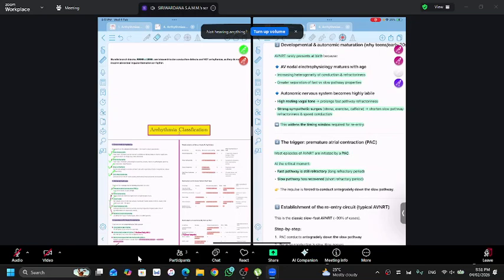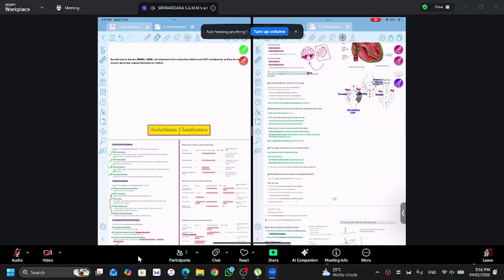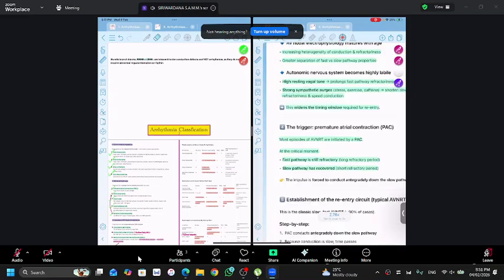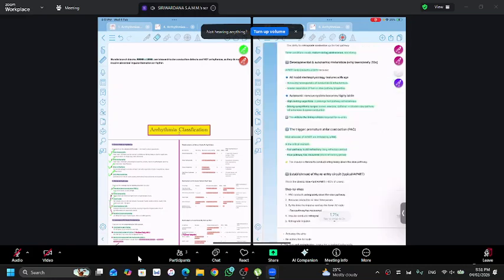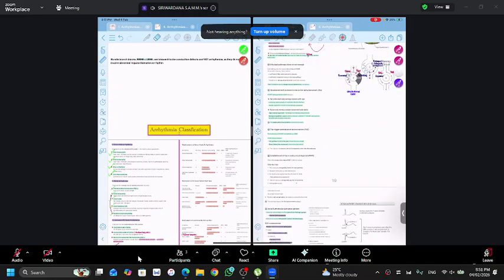But someone who is genetically predisposed to this, and is in adolescence, where enough maturation has happened, if such a person gets a premature atrial contraction, these conditions are fulfilled: fast pathway still refractory, slow pathway recovered. And then what happens is you have the formation of a reentrant loop.